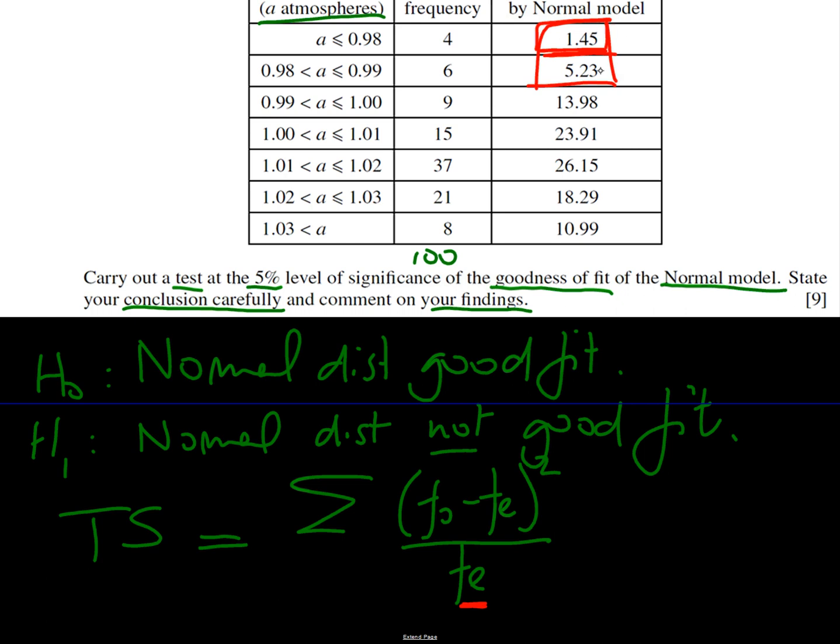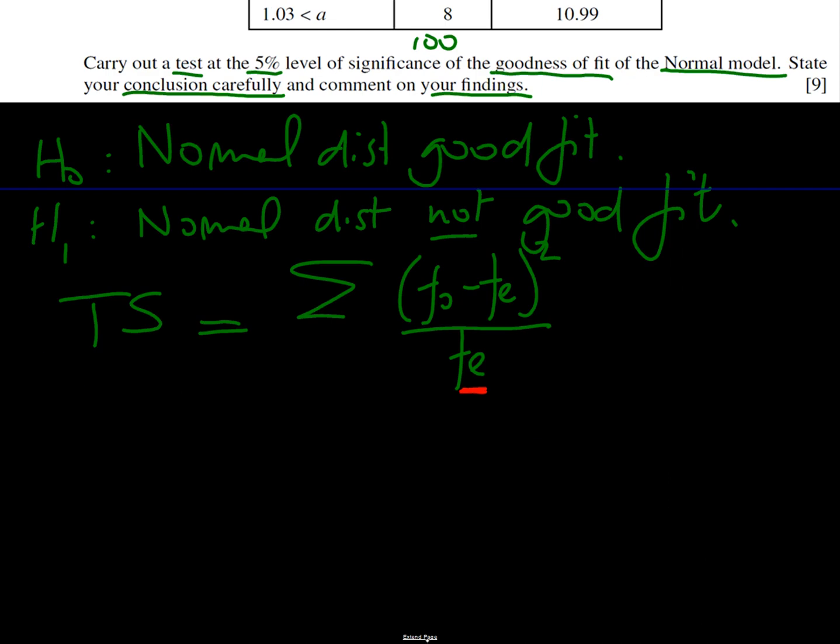And in this case we pool it with one that's similar, so we're going to pool the first 2. Yeah, so if we pool the first 2 classes, we've got observed frequency of 10 and the expected frequency, if we add those 2 together, of 6.68. So we're going to have to use that rather than the separate values. And rather than having 7 groups now, we've only got 6 groups.